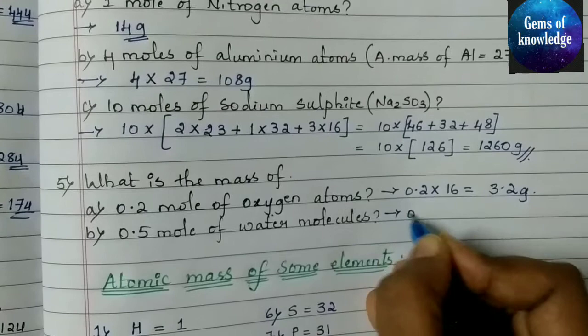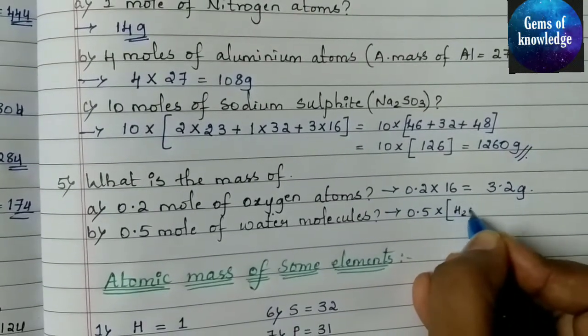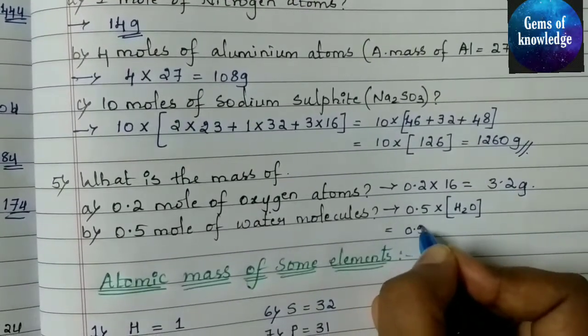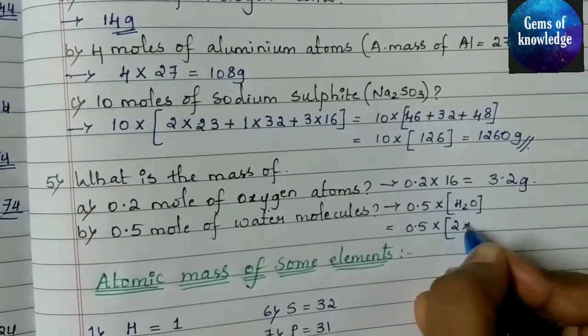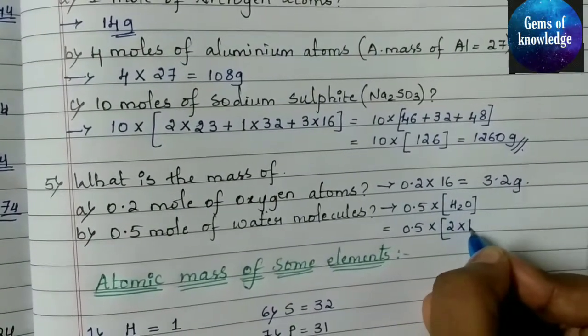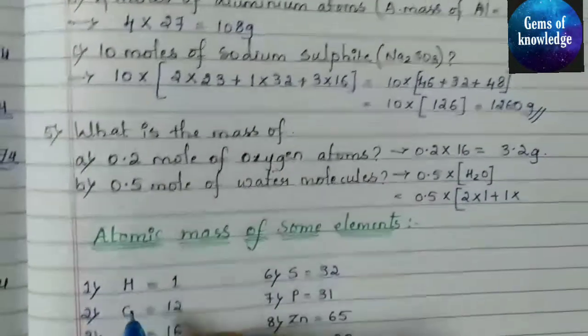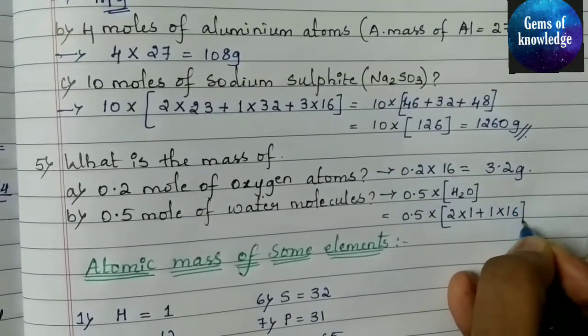Okay. Next, 0.5 mole of water molecules. So you have to multiply 0.5 into H2O, water molecules. Okay. So here we will get 0.5 into, H is how many times? 2 times. So 2 into the atomic mass of hydrogen, that is 1, plus oxygen is how much? 1 into, it is having the atomic mass as 16. So 1 into 16.